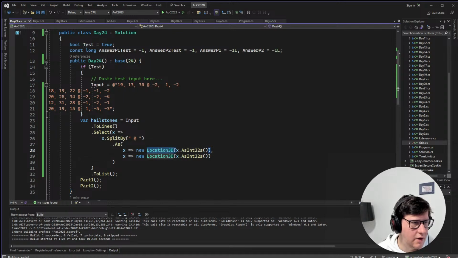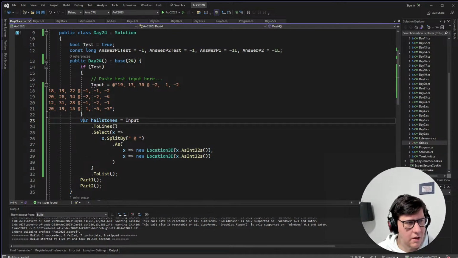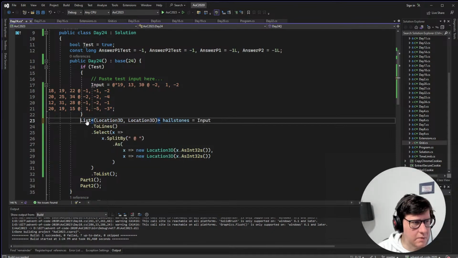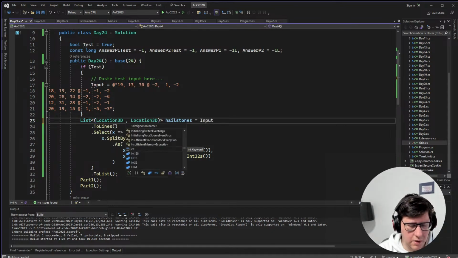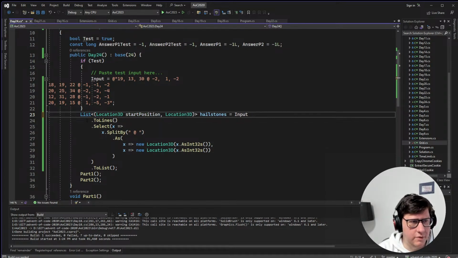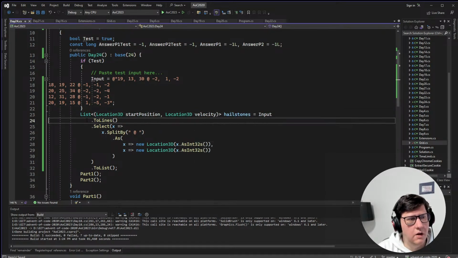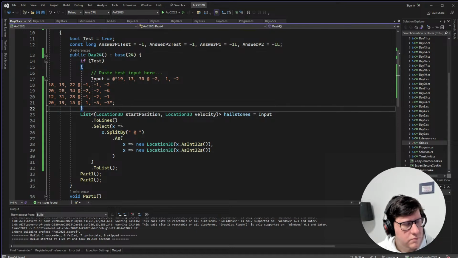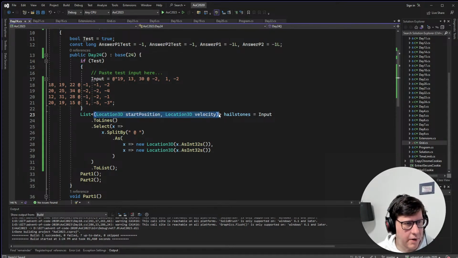So now we have, this will be a list of, and I can do explicit, and now I can name them. So I can call this location will be start position, and this one will be velocity. Okay. And now I want to do that given a pair of these, will they ever intersect? And I also want to do that on the grid actually.